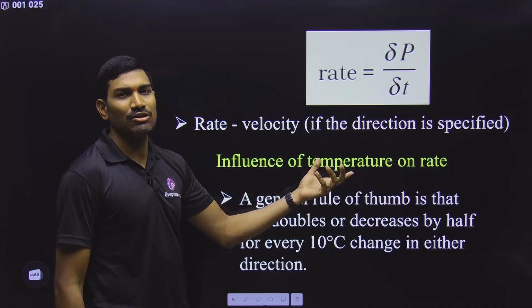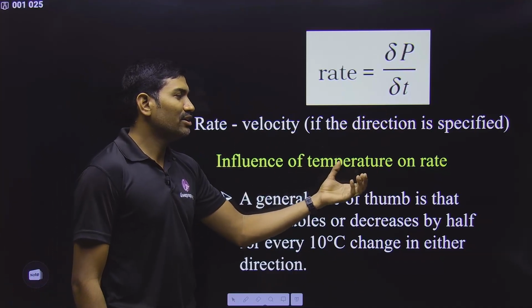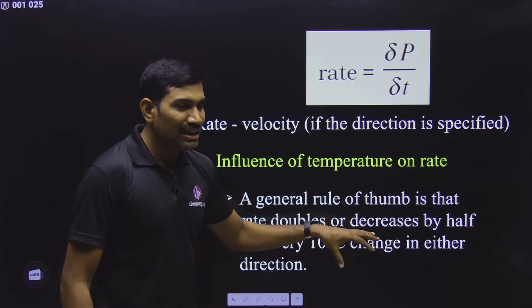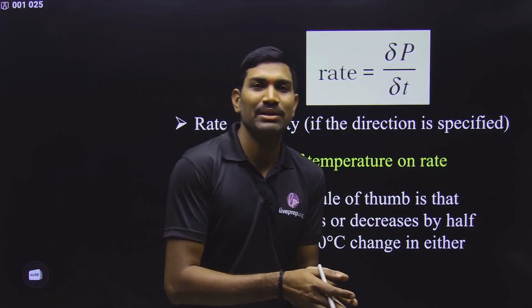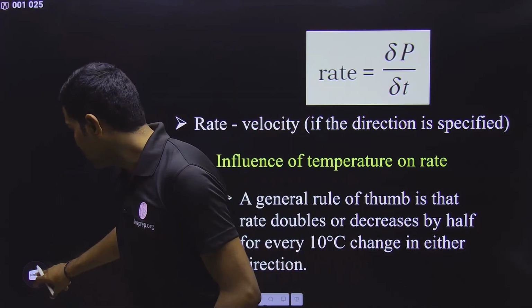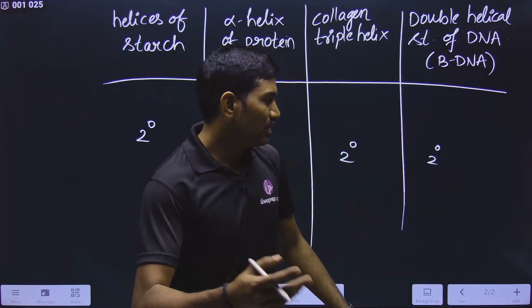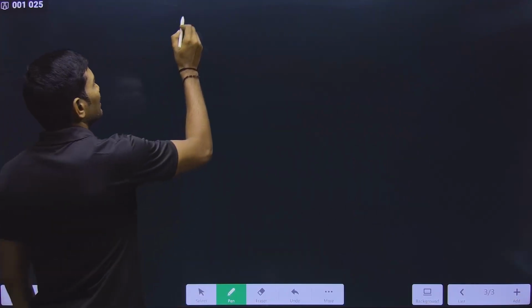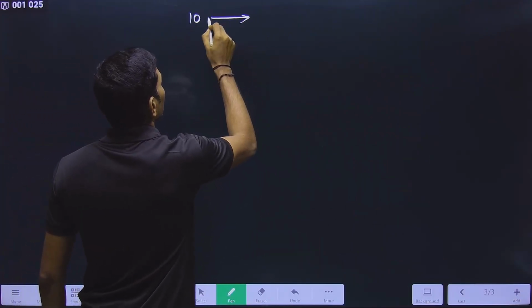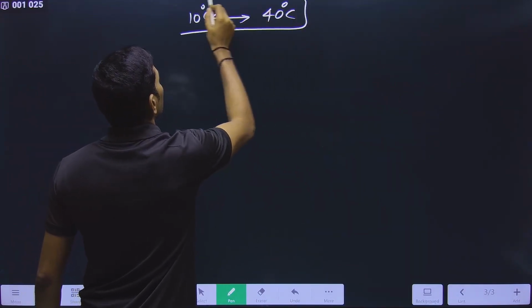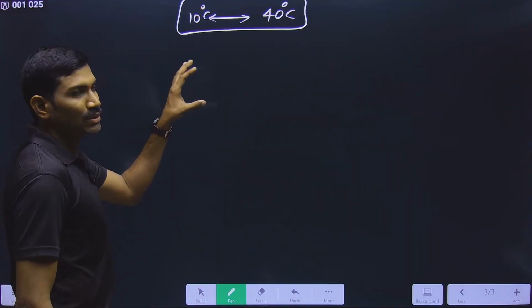Here in the NCERT, they are talking about the significant influence of temperature on rate of reaction. They say that for every 10 degrees centigrade change in temperature, the reaction rate may be doubled or it may become half. So what is this concept? I will elaborate. Generally that sentence is applicable in the range of 10 degrees centigrade to 40 degrees centigrade.